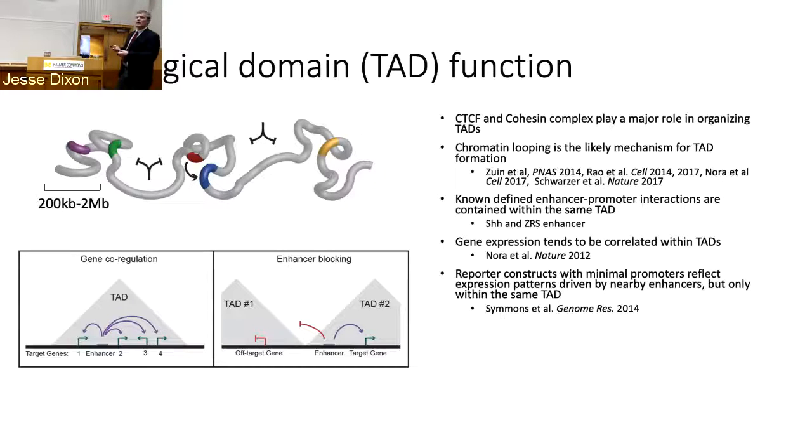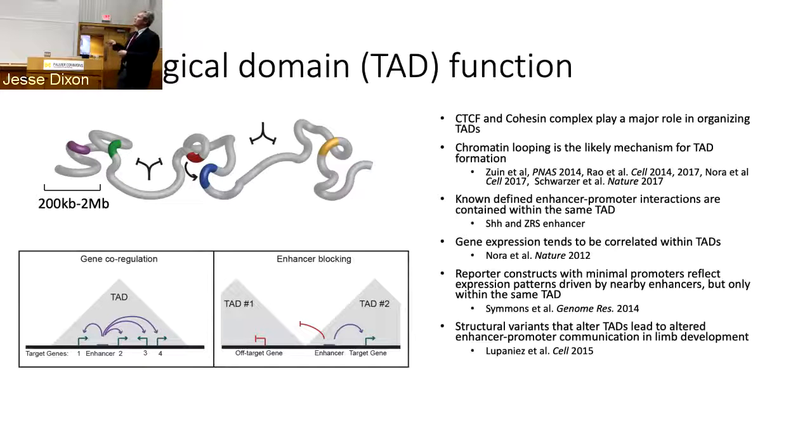If you take reporter constructs that have minimal promoters and you insert them in the genome, they'll start picking up expression patterns of nearby enhancers, but only those that are within the same domain. And from really seminal work from Stefan Mundlos's group, they showed that structural variants that would alter the TAD boundaries would lead to altered enhancer promoter communication and altered gene expression in human developmental phenotypes.